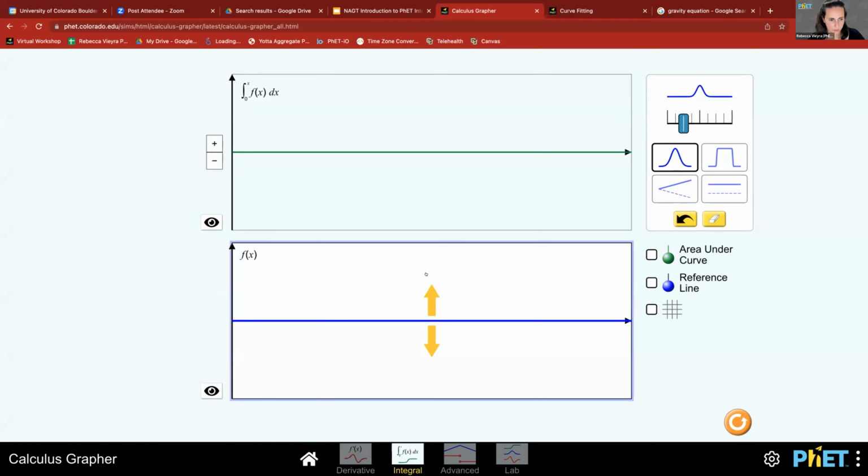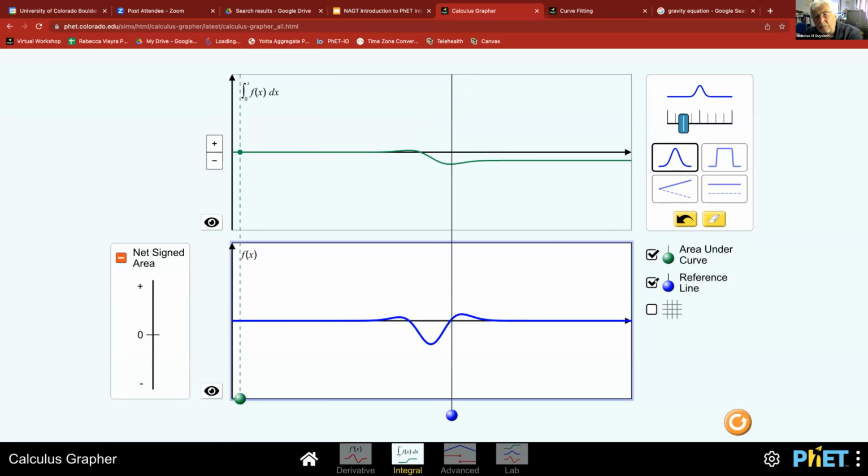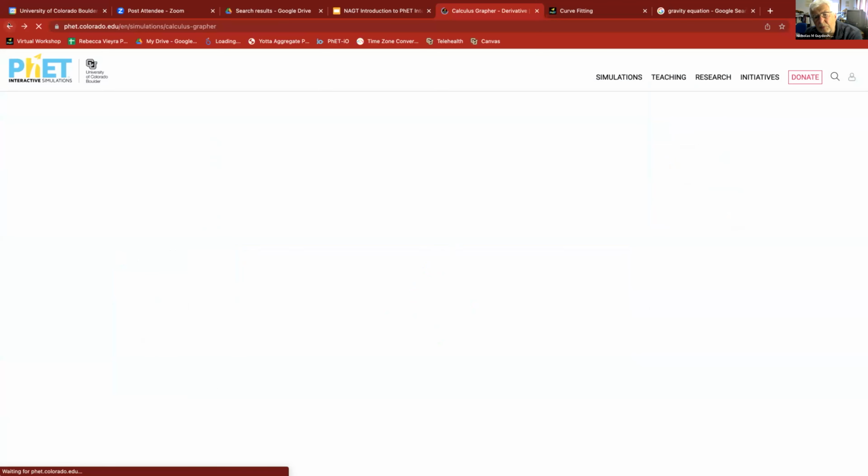But you can also get areas under the curve. So here we're modifying it from below. Good. Well, that's cool. Could you mention any other math simulations that might be of interest?